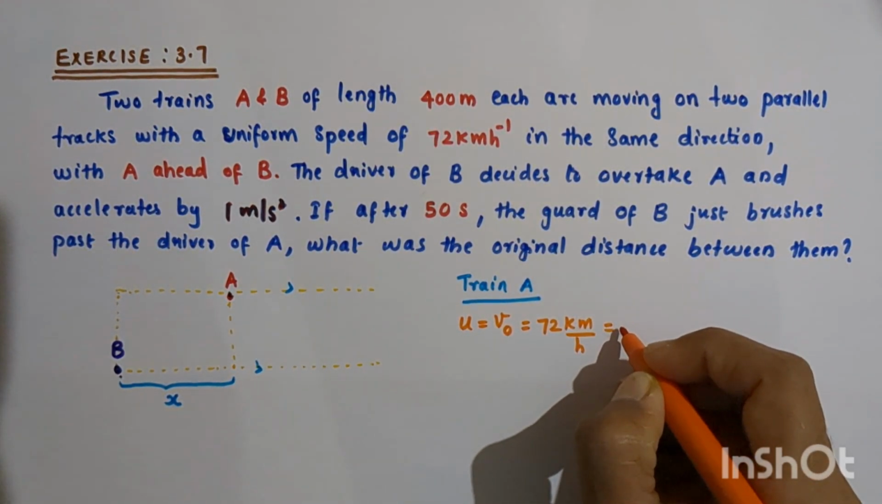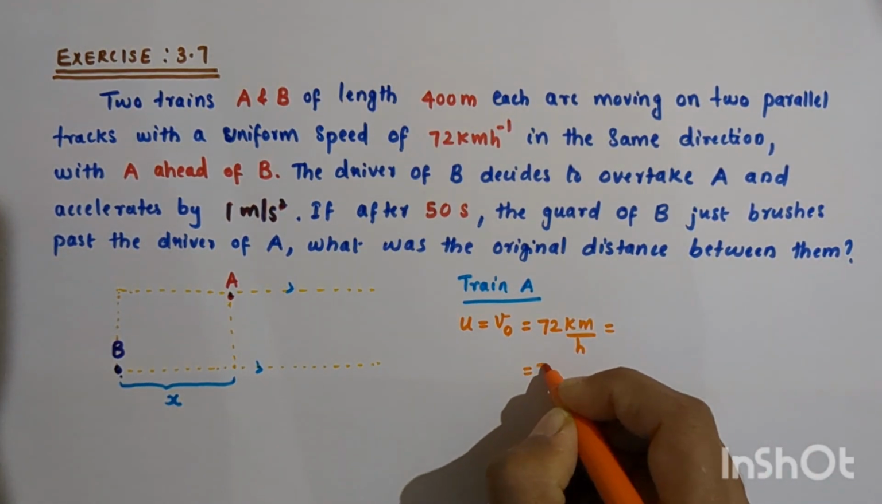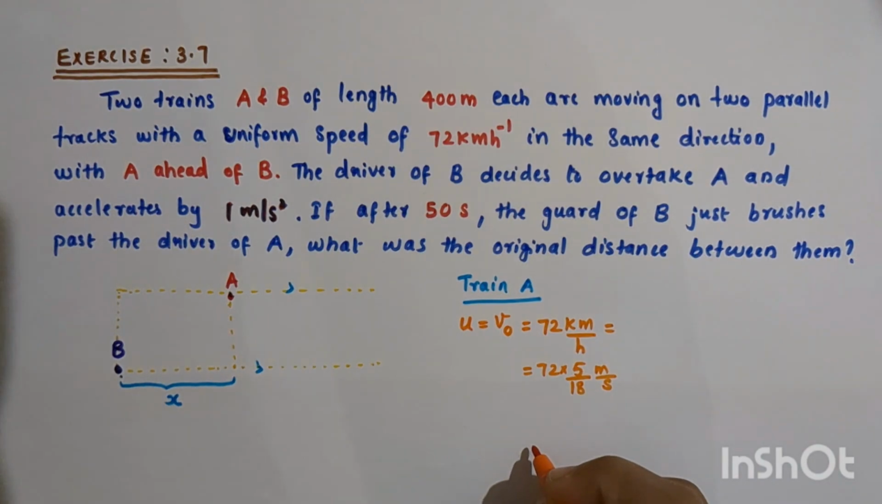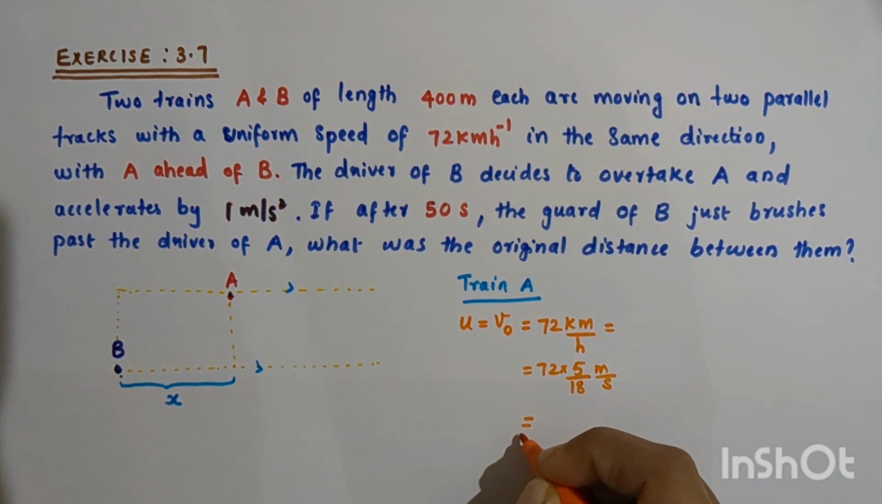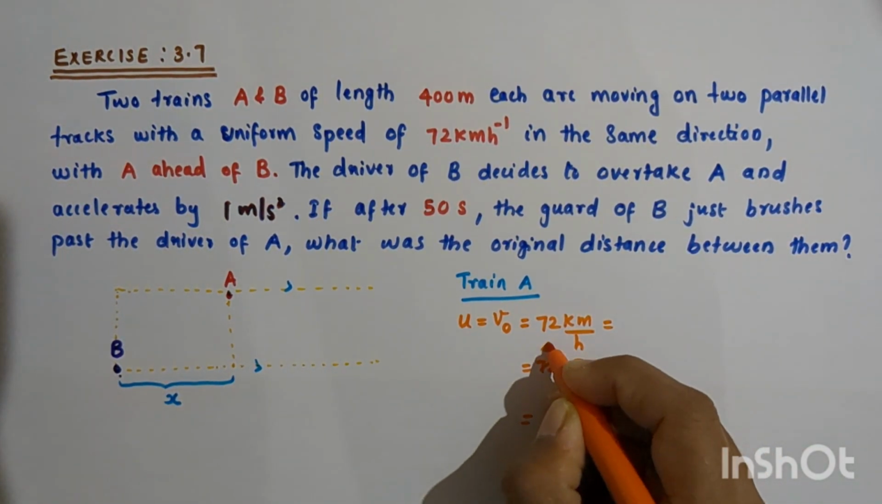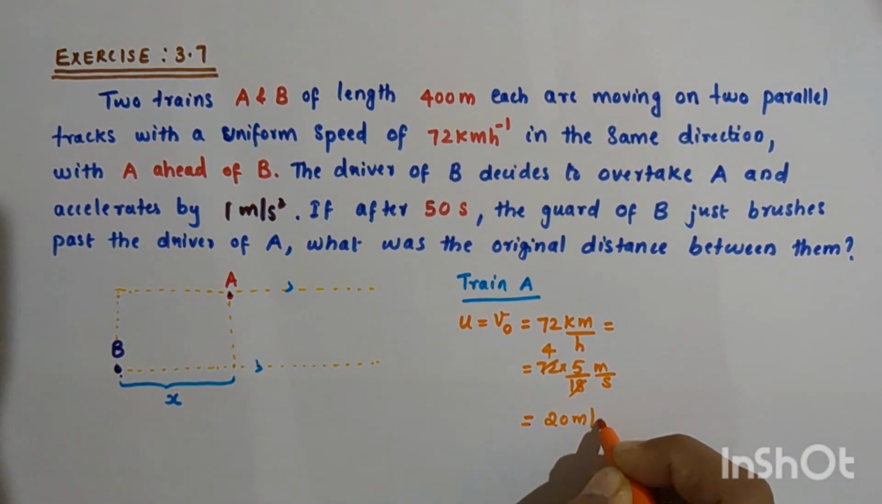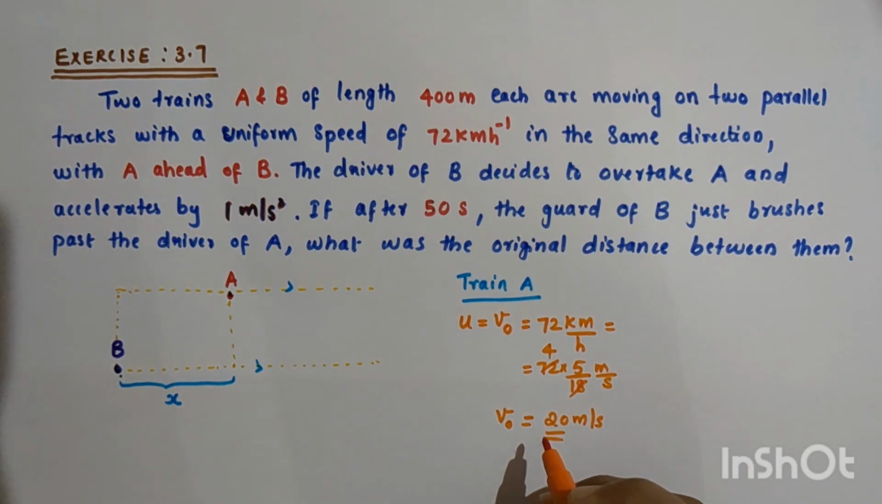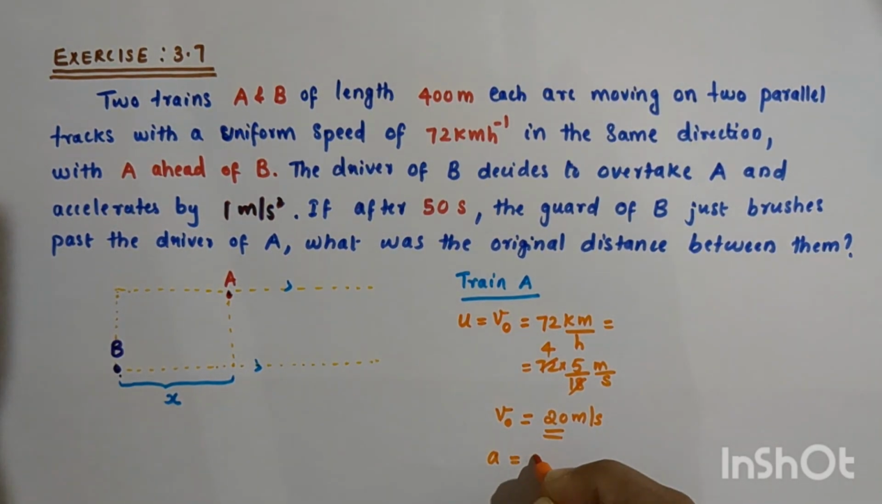We know that 72 km/h is 72 into 5 by 18 meter per second. 18 fours are 72, 4 fives are 20. So 20 meter per second. So the initial velocity V0 is equal to 20 meter per second. A is moving with a uniform speed, there is no acceleration for A. So the acceleration of A, I am taking it as 0 meter per second square.